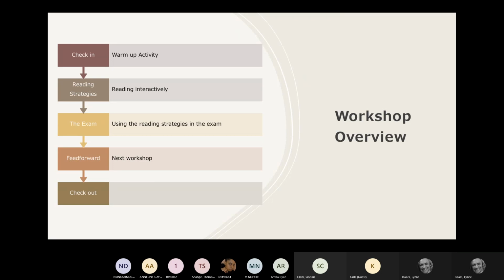So just to give you an overview of what we're going to do today, we're going to do a little warm-up activity as a check-in. And please don't forget, as I'm speaking, to add your student number to the register that Bronwyn's posted in the meeting chat. Then we're going to look at the various reading strategies available to us as students at a university, and not only as students, but in our life generally. And we're going to hone in on reading interactively, because reading interactively and reading critically is crucial for a university student. Then we're going to take those skills and look at how to use them in an exam situation. So we're going to look at using the reading strategies in the exam. I'll then tell you a little bit about the next workshop, and we'll do a checkout.